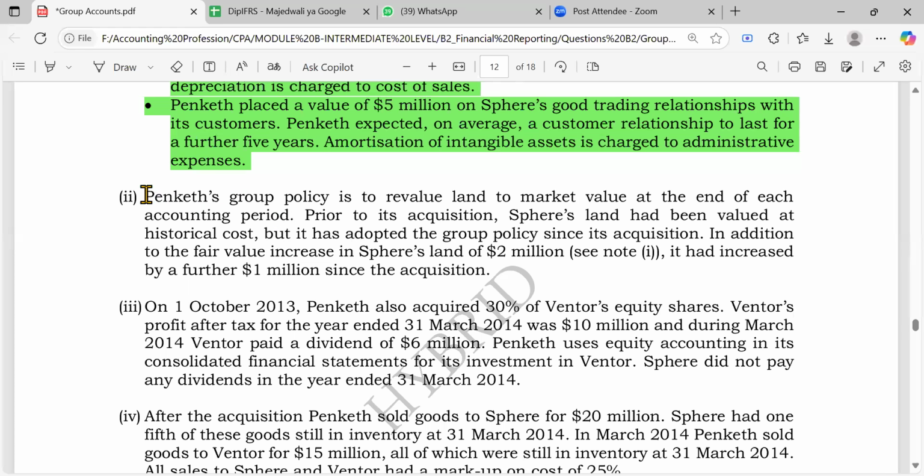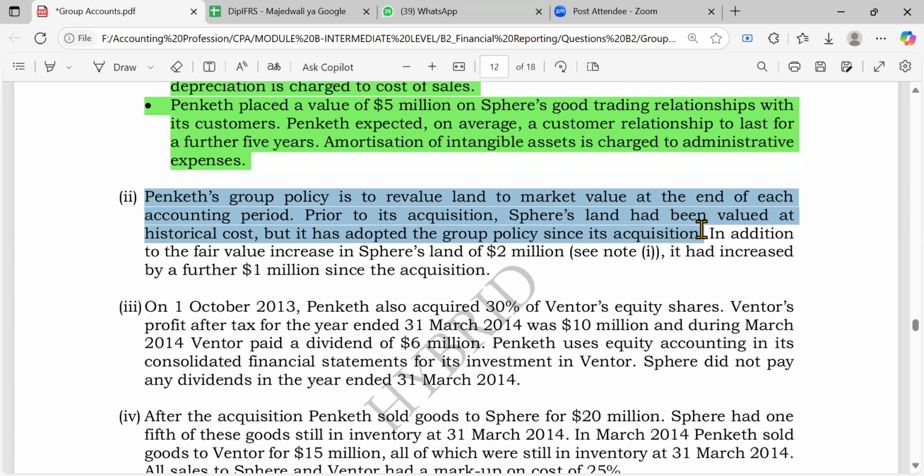Yeah, I could pick this, for example. Pancake group policy is to revalue land to market value at the end of which accounting period. That's the policy of the parent. But prior to its acquisition, Spear's land had been valued at historical cost. Spear was valuing at historical cost before being acquired, but it has adopted the group policy since acquisition.